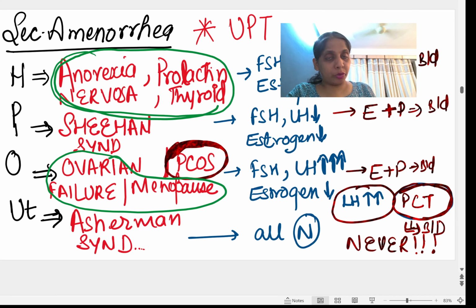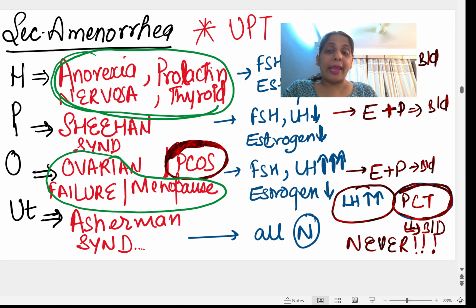Once again, I would like to tell you the conditions in which hypothalamic gonadotropin releasing hormone is blocked: anorexia nervosa, prolactinoma, and thyroid hormone problems. There the patient suffers with hypogonadotropic hypogonadism. In pituitary failure also the hormones are of the same type, and then there is Sheehan, where the pituitary fails secondary to PPH.